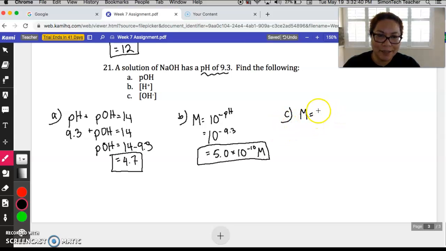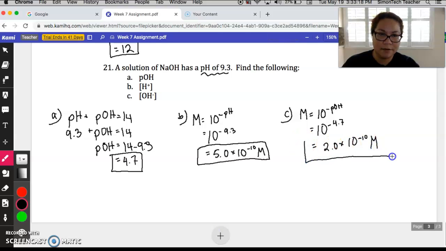So it'll be the molarity, the inverse log of negative pOH. And let's plug that in, 10 to the negative, the pOH, it was 4.7. 4.7. And plug that into your calculator. There you go. Your answer is, let's do this at 2 sig figs here, 2.0 times 10 to the negative 10 molar.